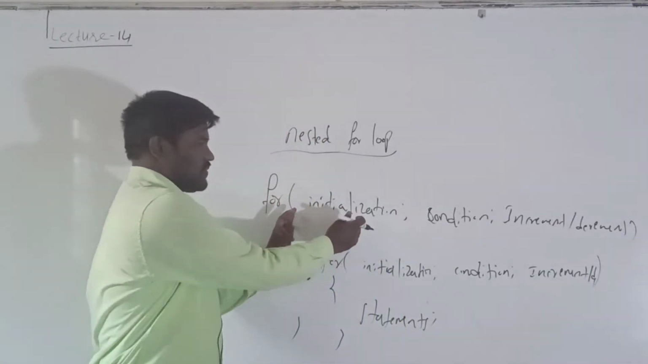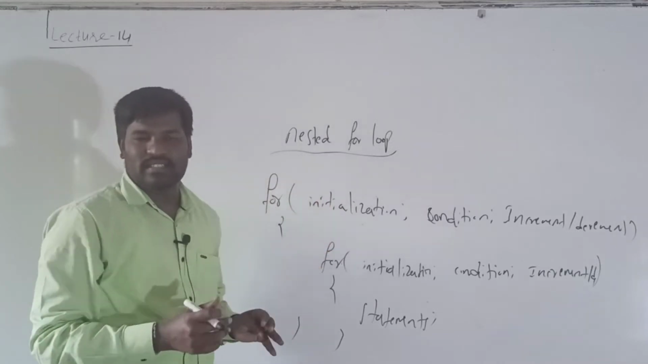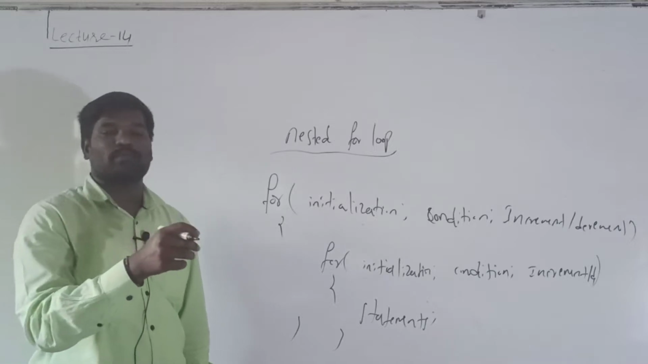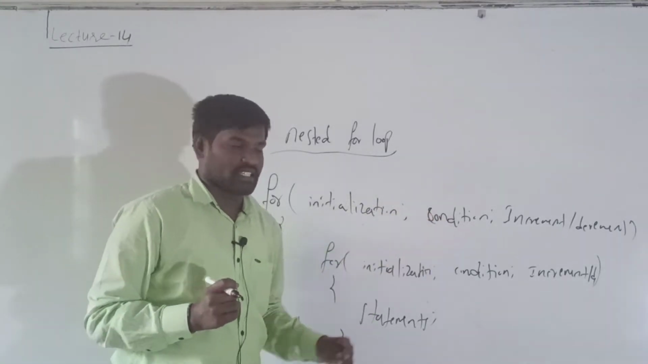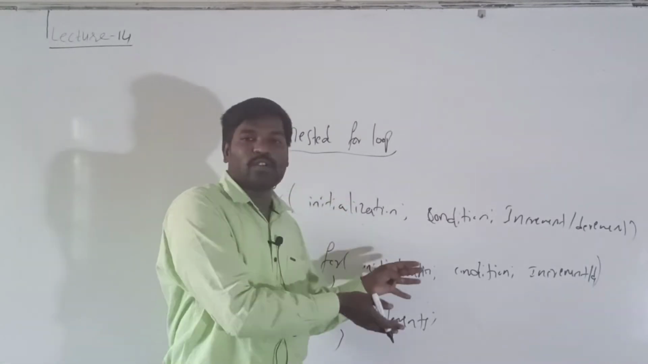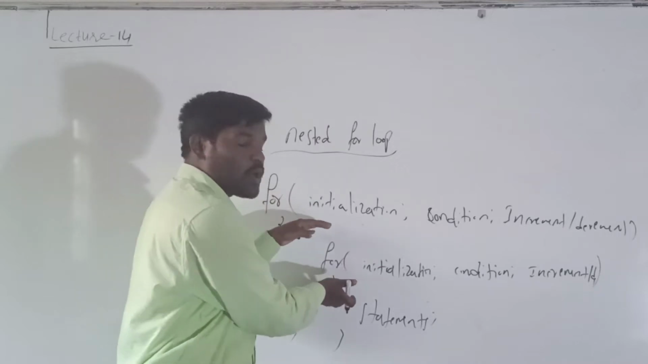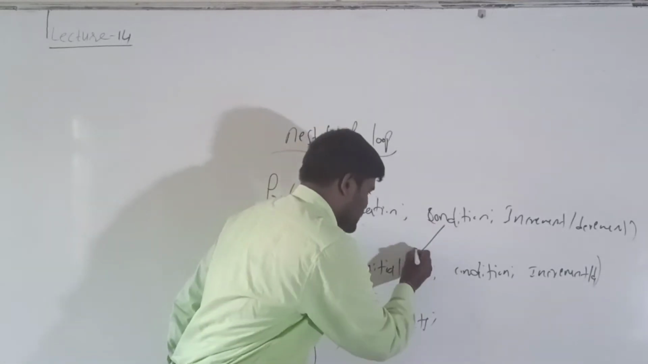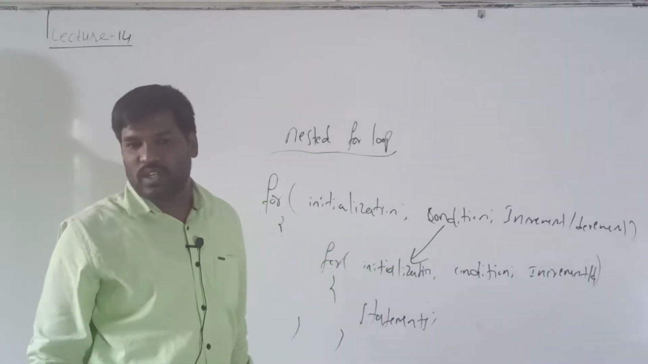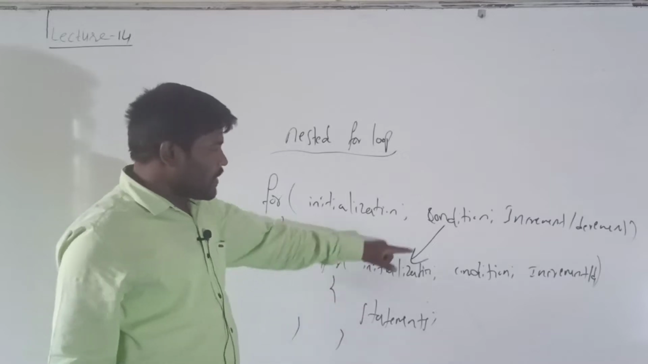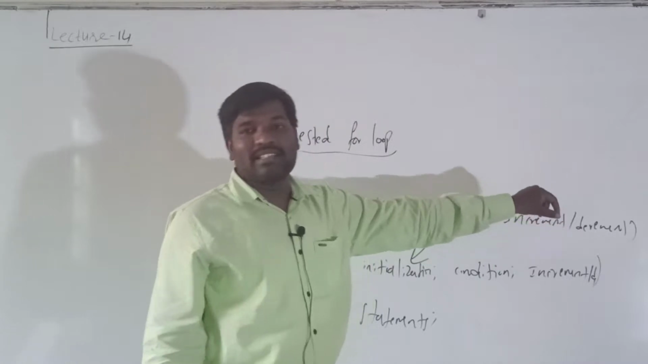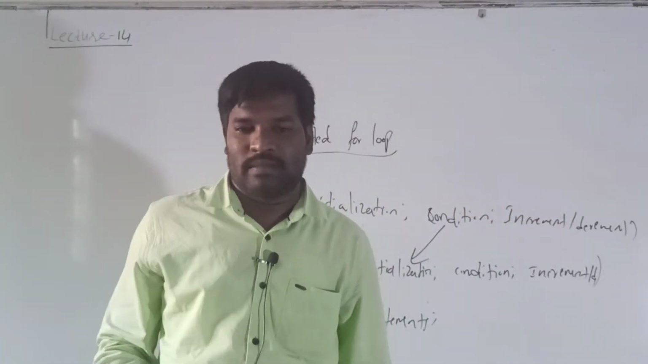See here, you already know the syntax of the for loop. The first step is initialization, which means assigning some value to a particular variable. Next it will check the condition. If the condition is true, it will execute the statements. But here, instead of writing the statements, we have to write another for loop. Once the condition is true, this for loop will execute until the condition becomes false. After executing the inner for loop, the value will automatically be incremented or decremented.